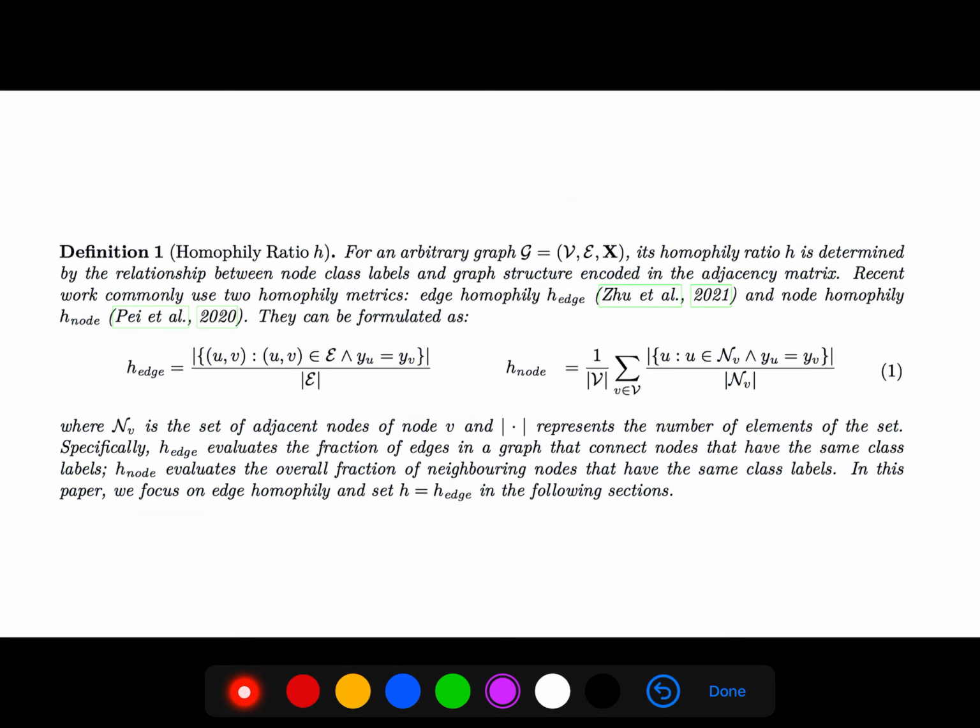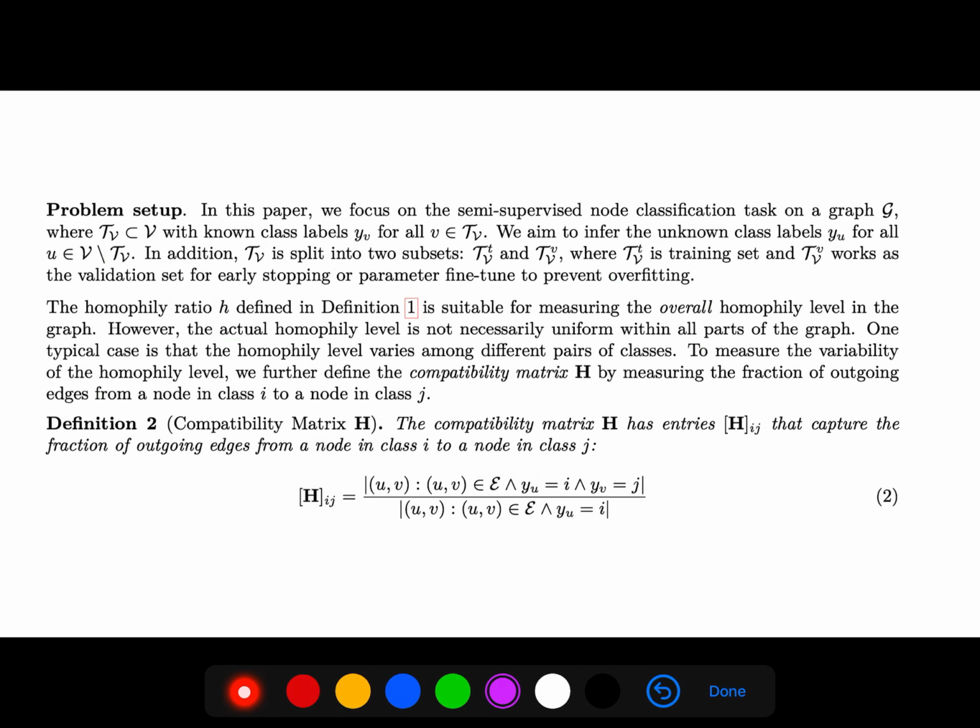So like previous videos, we had this notion of homophily ratio. They define it for both edge and node. We focus on semi-supervised node classification task on a graph. We aim to infer the unknown class labels for all U. In addition, tau is split into two subsets, training and validation set, to prevent overfitting. And we have early stopping to prevent overfitting.